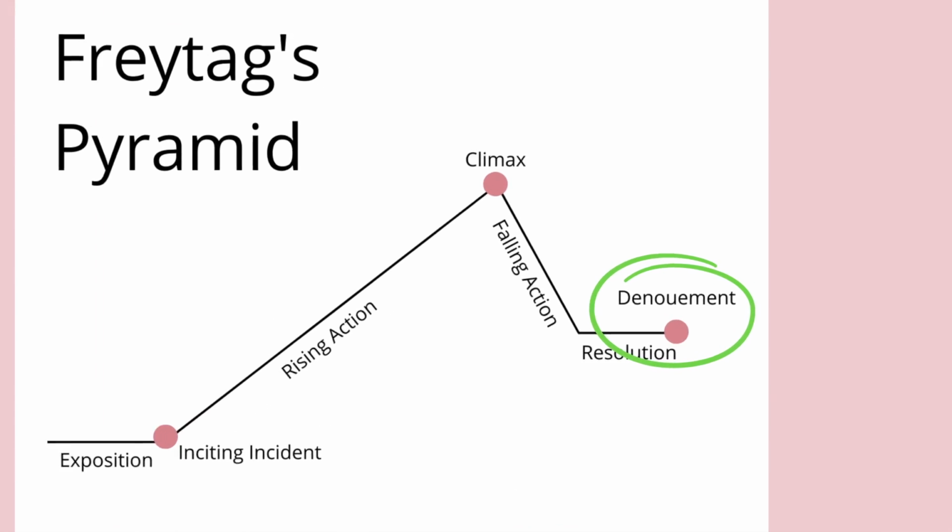In the resolution, we have one moment that we call the denouement. A lot of people will refer to the resolution and the denouement as the same thing, but they are different literary terms with different meanings. The resolution is the whole ending, but that denouement is one little piece of the ending where we get this idea of what comes next for the character.